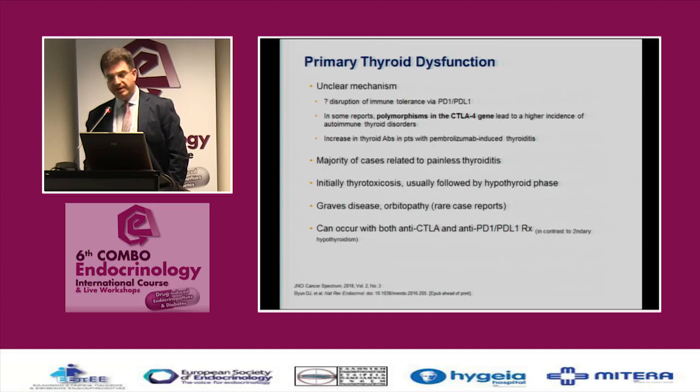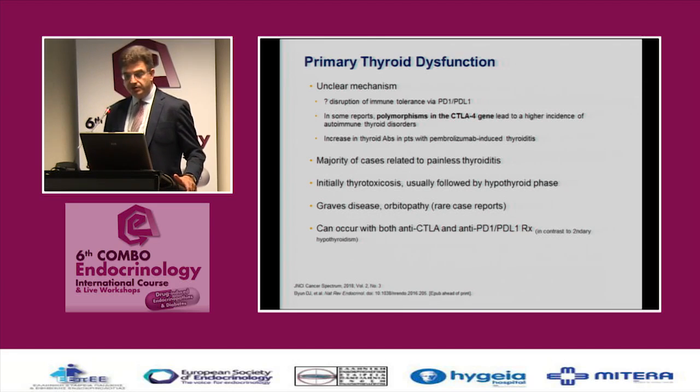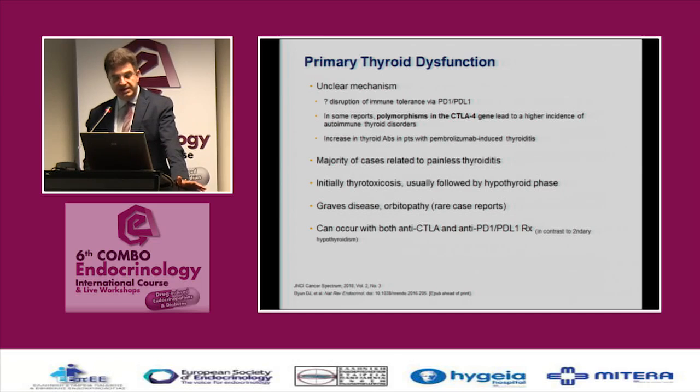The mechanism of primary thyroid dysfunction in these patients is unclear, and it may be related to disruption of immune tolerance by PD-1, PD-L1. Interestingly, there are reports that polymorphisms in the CTLA-4 gene may relate to a higher incidence of autoimmune thyroid disorders, and the presence of thyroid antibodies has been associated with an increased incidence of drug-induced thyroid autoimmune disease.